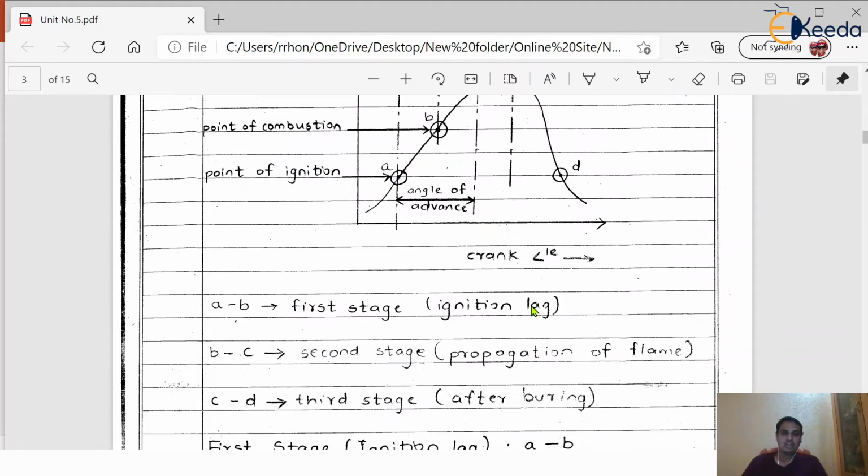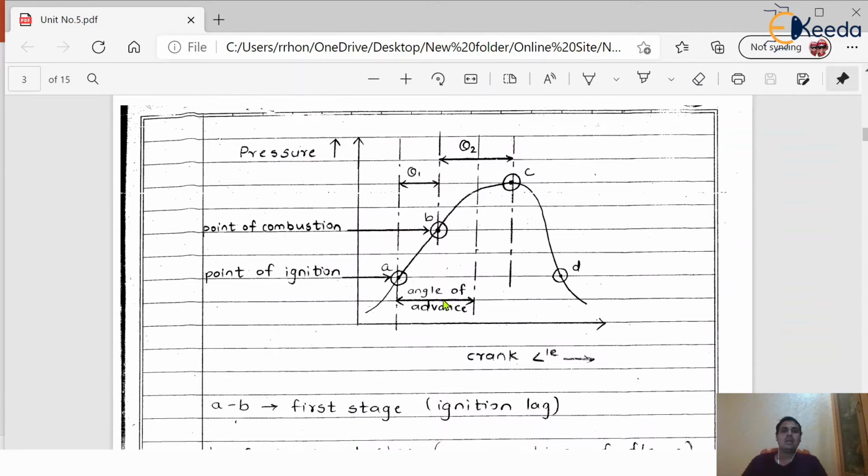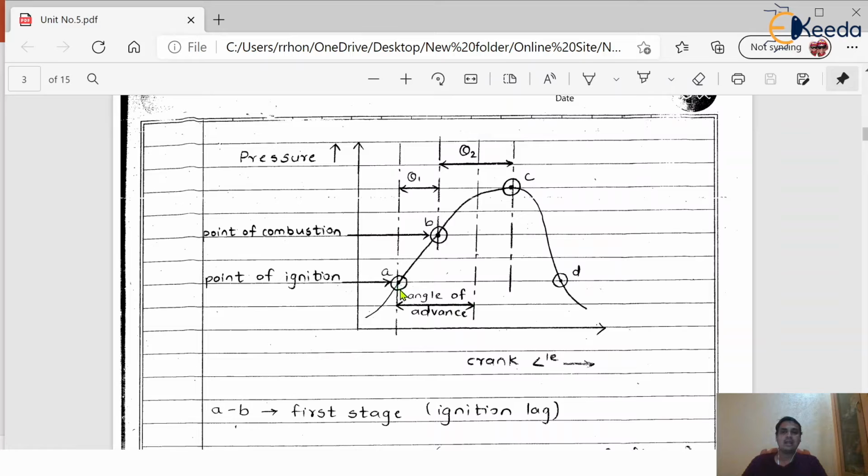So as we just discussed, in the case of SI engine, there are three stages of combustion. First one is the ignition lag. Second one, that is B to C, propagation of flame. C to D, that is the third stage, afterburning. So the angle of advance, again, is in the process of the first point, that is the ignition point, and between point B to C the angle of advance is again there. This is as per the rotation of the crank angle. So this angle is called the angle of advance.